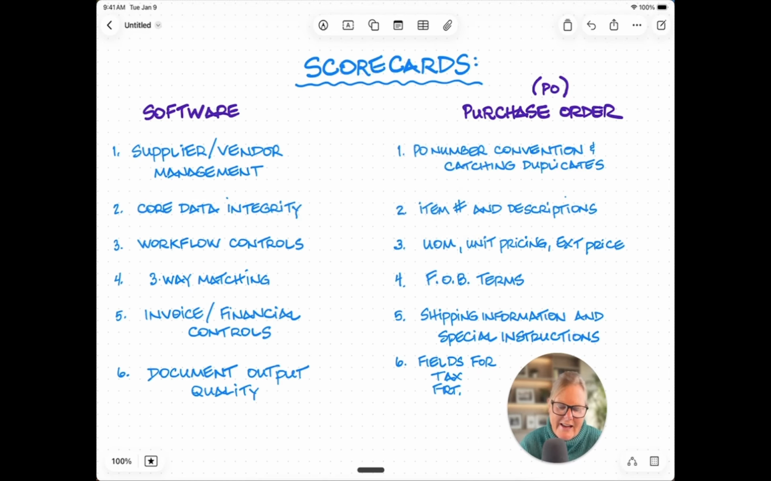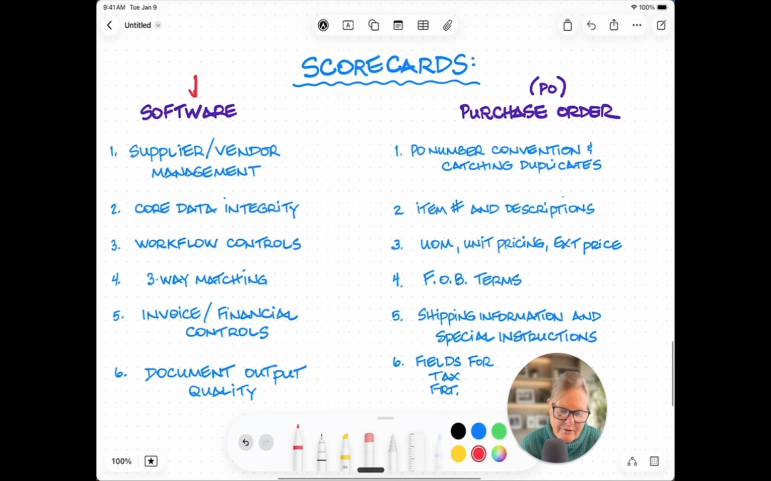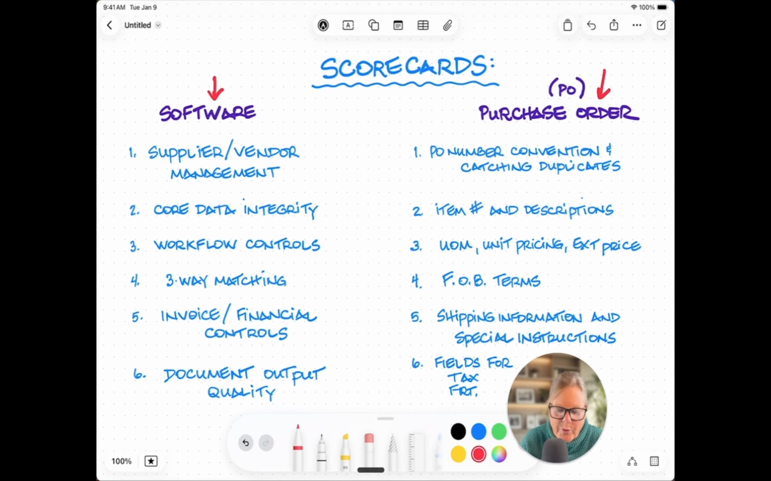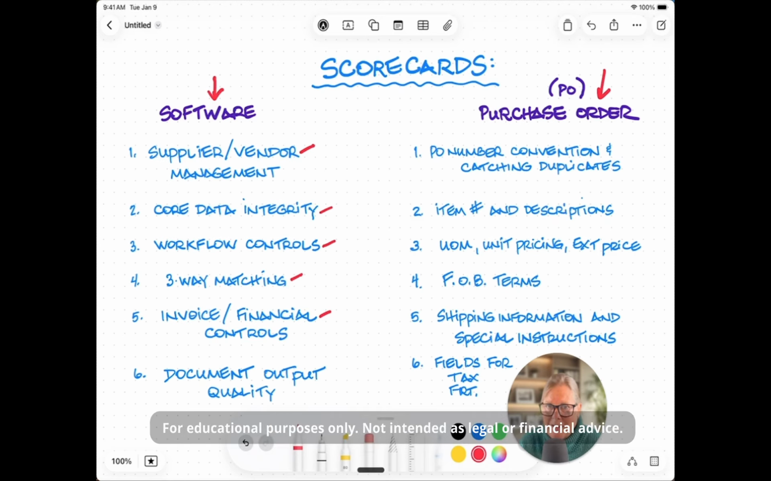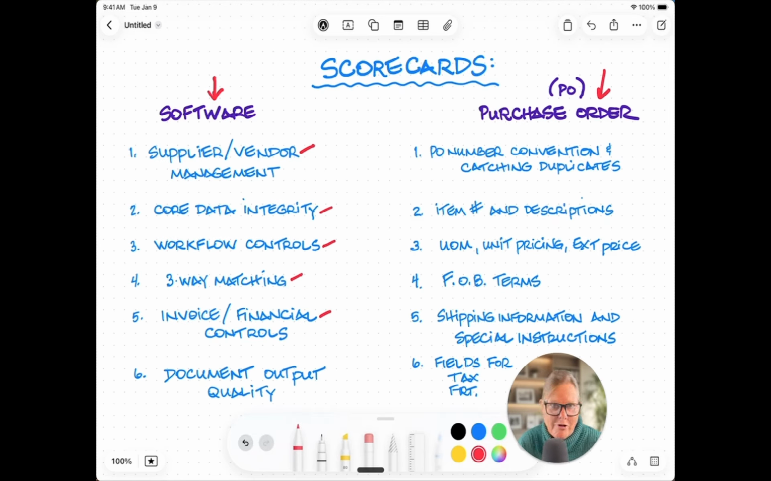So here you can see I have one for the software program here, and I have one for the purchase order here. Now, for the software itself, we want to look at supplier and vendor management, very important. Core data integrity, the ability to fill in the appropriate fields and to make sure those fields are available. Workflow controls, so you're not duplicating efforts. Three-way matching, which is essential to protecting your profits, essential. Invoicing and financial controls. I'm not offering any sort of financial advice, but I do recommend that whatever software platform you choose can monitor both of these very effectively.